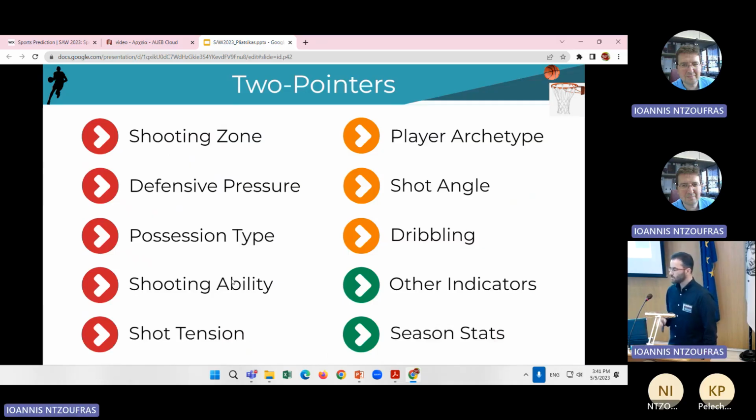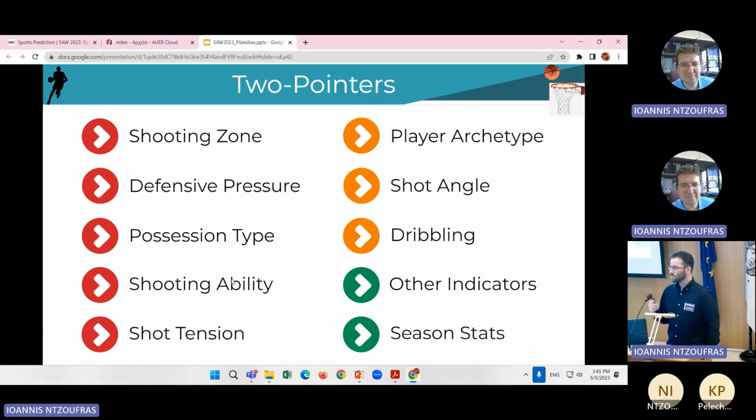As for the two-point shots, we observed that the success was mainly affected by the shooting zone, and in particular, the shooting distance. Other factors highly influencing the success were the defensive pressure, the possession type, each player's shooting ability, and the score difference. To a lesser extent, the success of two-pointers was affected by each player's offensive and defensive role, the shooting angle, and the number of dribbles made before shooting.